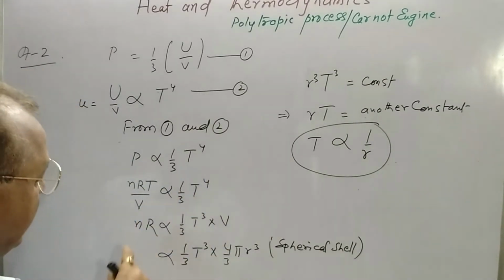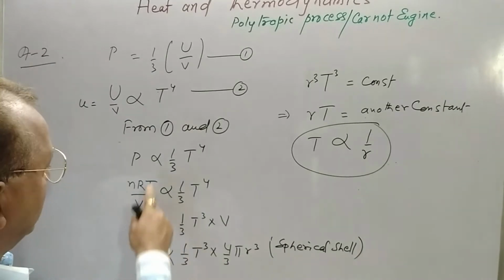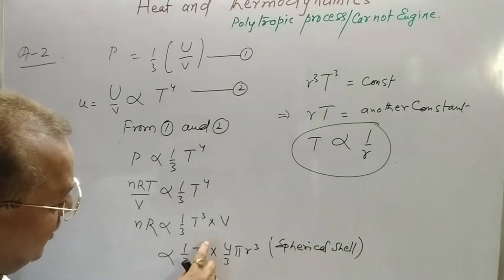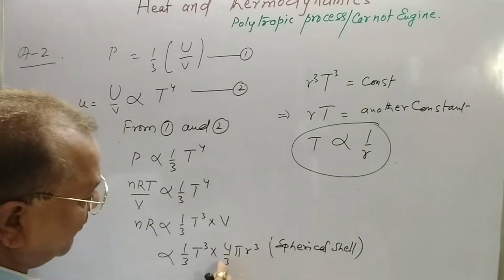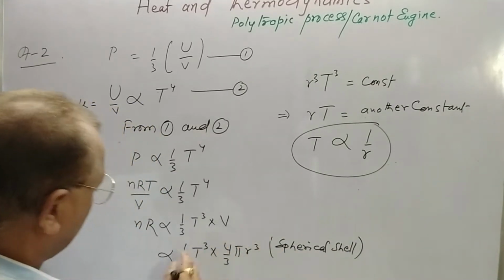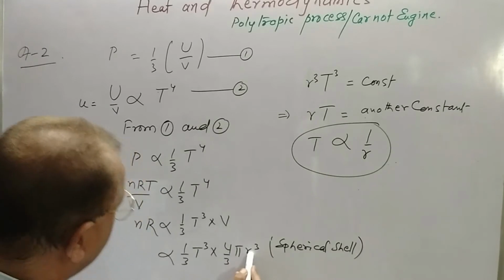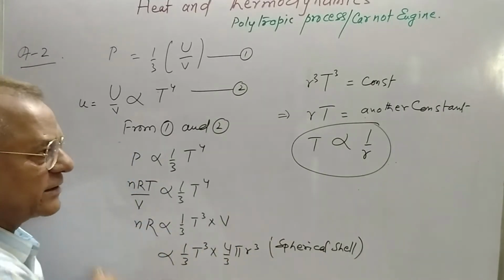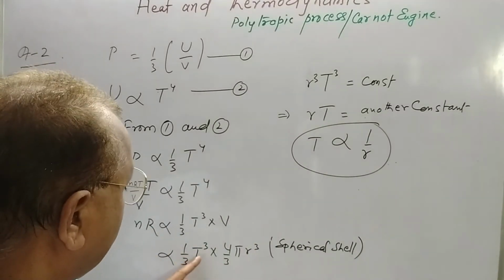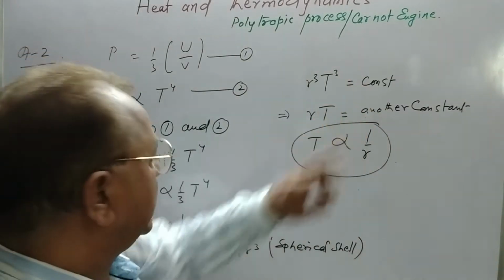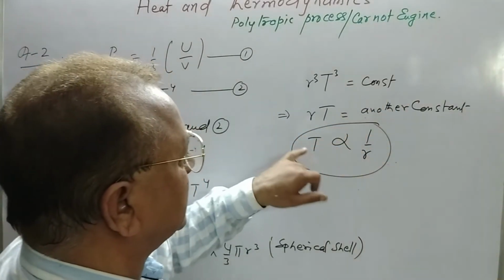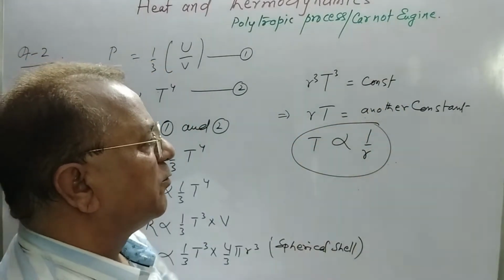Now take V to this side and T cancels, giving T³ proportional to V. Because it's a spherical shell, V is 4/3 π r³. I have used small r so that you don't get confused with the capital R, because that is the gas constant. This gives us T³ r³ = constant, so RT is another constant, therefore T is proportional to 1/r.